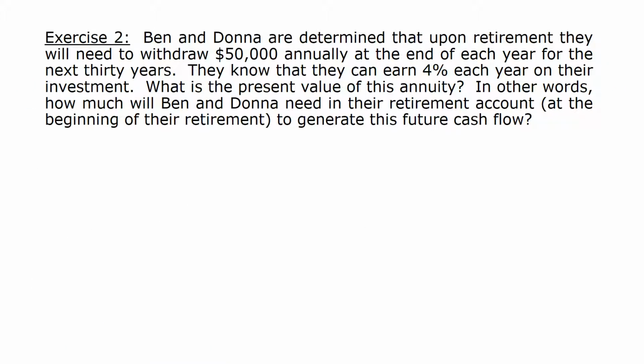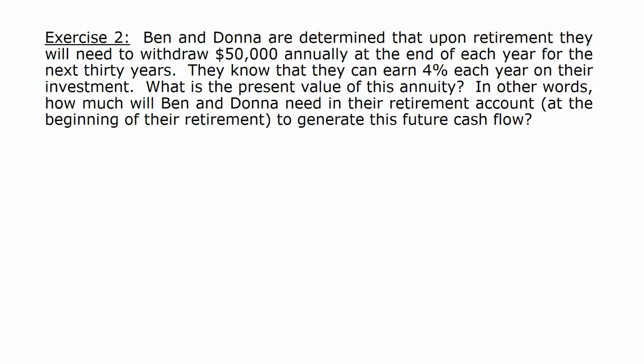Now here's another practice. It says, Ben and Donna are determined that upon retirement, they will need to withdraw 50 grand annually at the end of each year for the next 30 years. They know that they can earn 4% each year on their investment. Then, what is the present value of this annuity? In other words, how much will Ben and Donna need in their retirement account at the beginning of their retirement to generate this future cash flow?